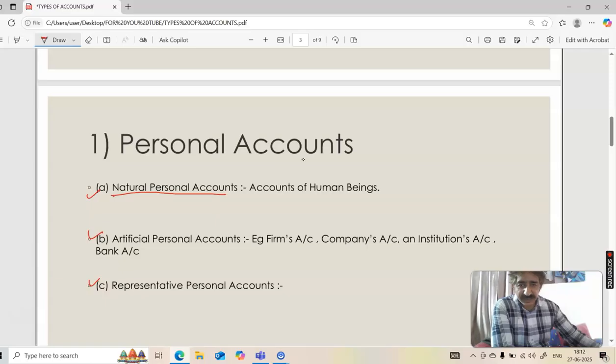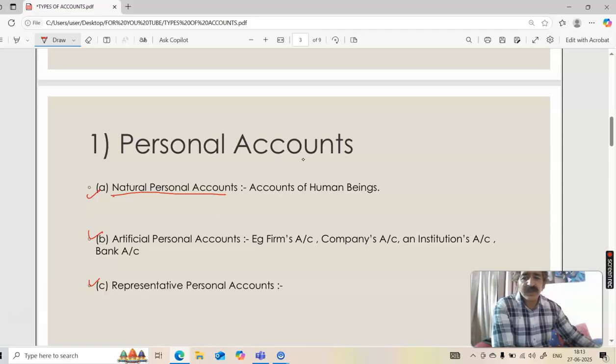The account is basically a heading. So take another example. When a person deposits cash in the bank to open an account, the bank will open an account with his name. Suppose Mr. Vijay goes to PNB and opens an account. So PNB, Punjab National Bank clerk, will open an account by the name of Vijay Sharma's account, in my example. Okay, so these are accounts of human beings.